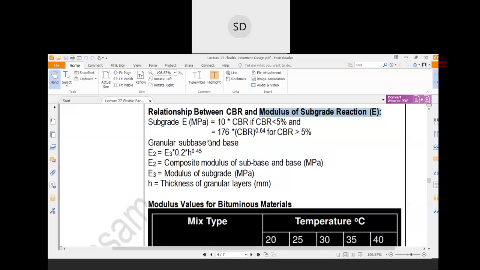Therefore, a relationship is established between the CBR value and the modulus of subgrade reaction value. This relationship is: the modulus of subgrade reaction E is equal to 10 times the CBR if the CBR value you get is less than 5%, and E is equal to 17.6 times CBR to the power 0.64 if the CBR value is more than 5%.